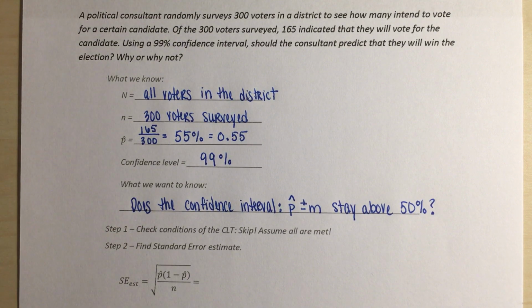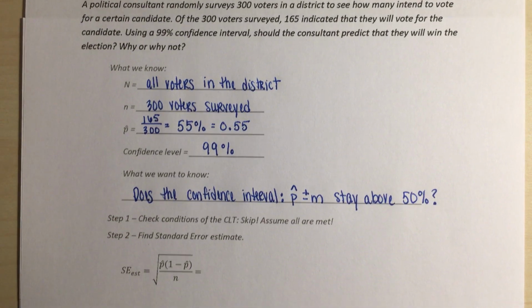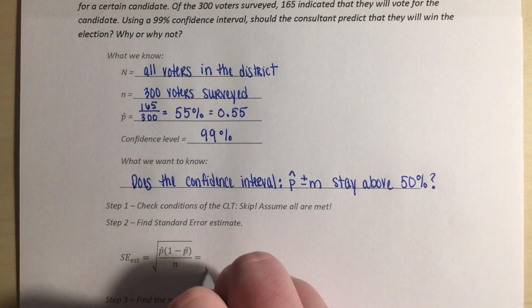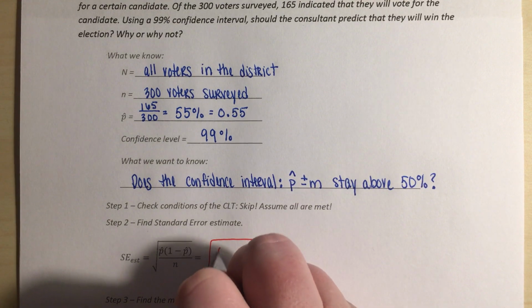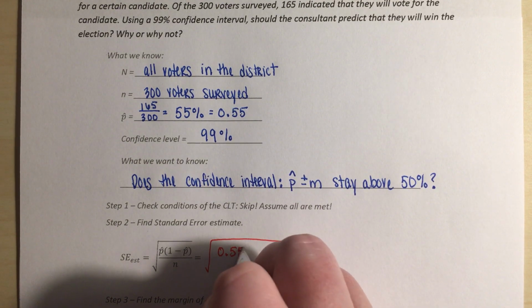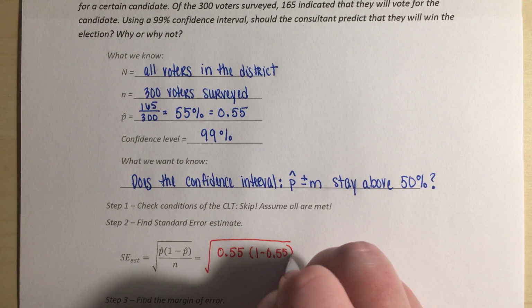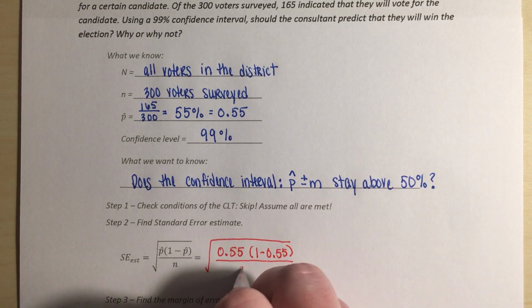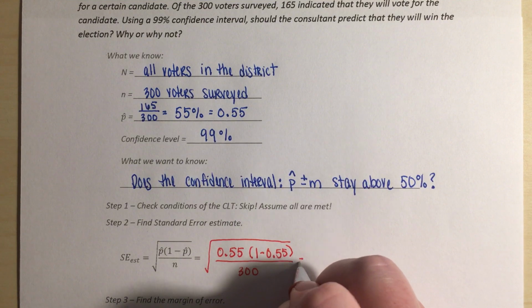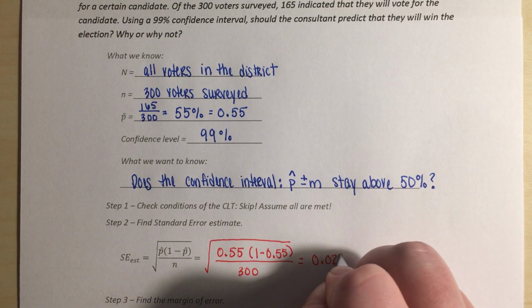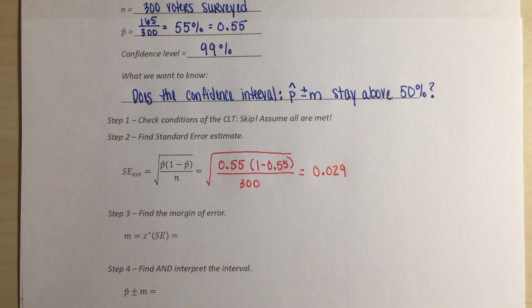So we start by finding our standard error estimate. So we're going to plug our 55% in and our sample size of 300. So 0.55 times 1 minus 0.55 divided by 300. This is going to give us 0.029. So there's our standard error.